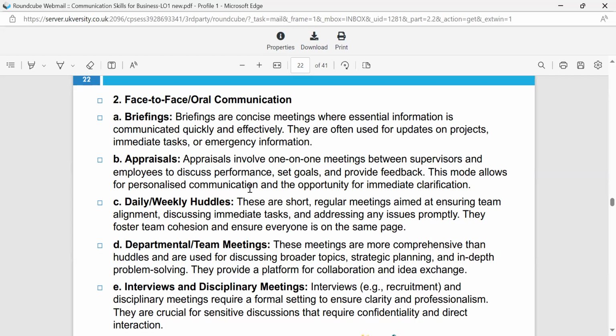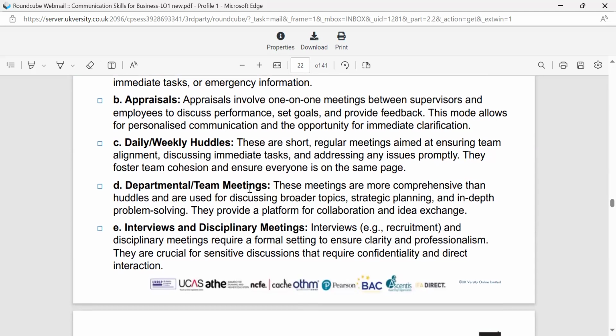And you've got daily or weekly huddles. These are regular meetings aimed at ensuring team alignment, discussing immediate tasks, and addressing issues promptly. They foster team cohesion and ensure everyone is on the same page. Department meetings are more comprehensive than huddles and are used for discussing issues such as strategic planning and problem solving. Then there are interviews and disciplinary meetings: recruitment, disciplinary, anything to do with sensitive discussion that requires confidentiality.